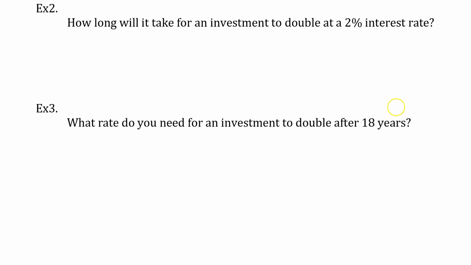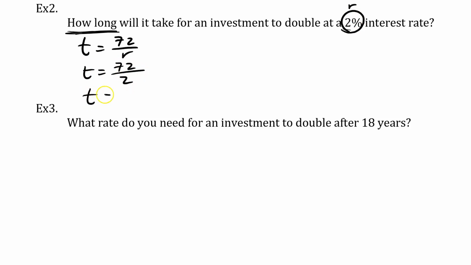What about this one? How long will it take for an investment to double at 2% interest rate? Well, we're looking for time again, so T equals 72 over R, and this guy right here is our R. T equals 72 over 2. That means that the time that it takes for an investment to double at 2% interest rate is what? 36 years. That's a long time, but it's a lower interest rate.